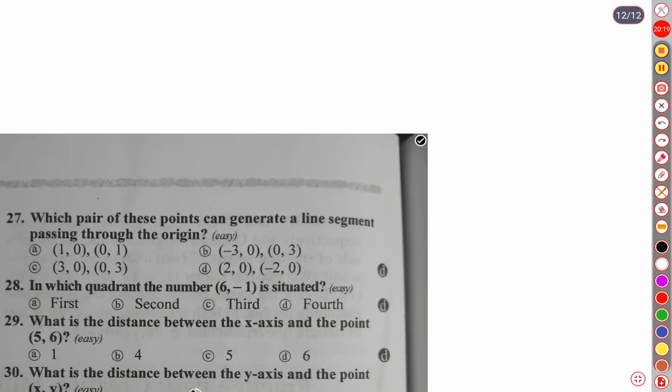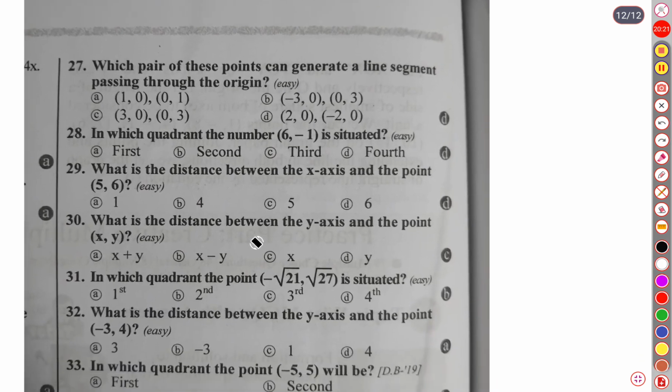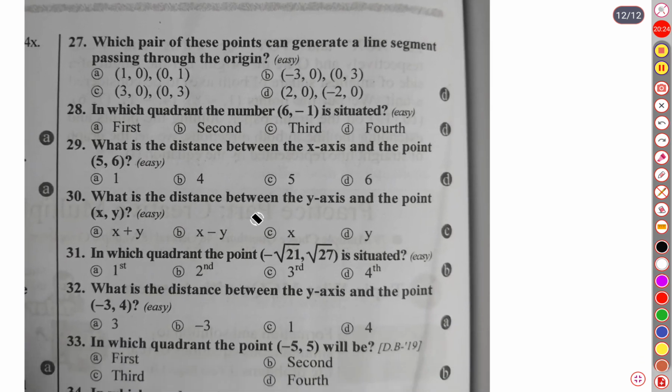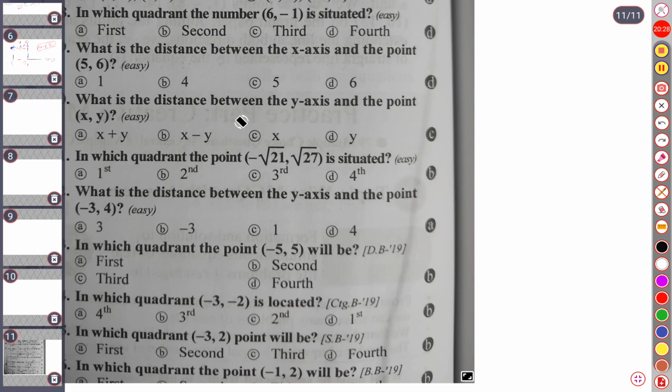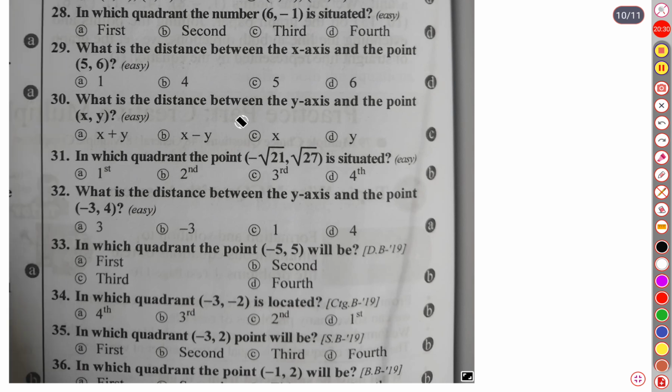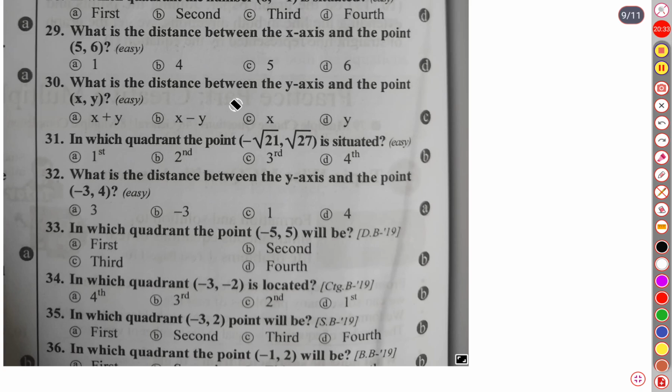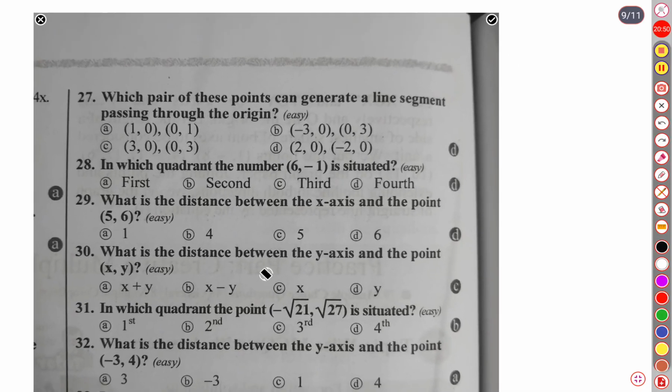Well, so our point is negative 5, 5. Let us draw, first of all, let us write all of the coordinates. Number 33 is negative 5, 5. Then 34 is negative 3, negative 2. 35 is negative 3, 2. 36 is negative 1, 2. So let us write this point first of all.